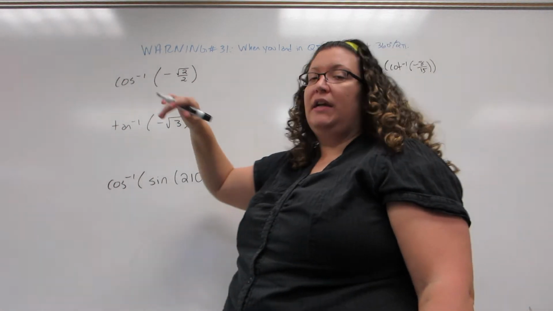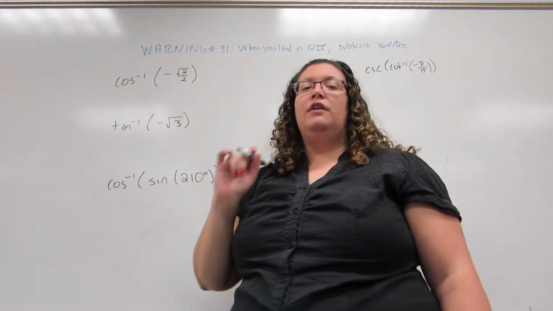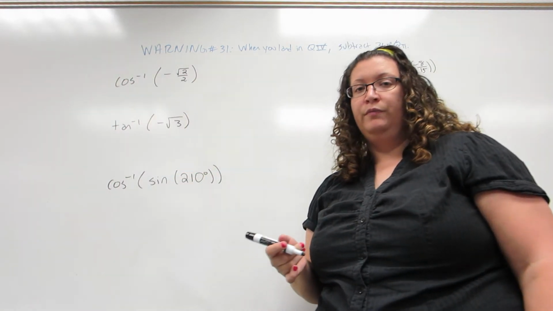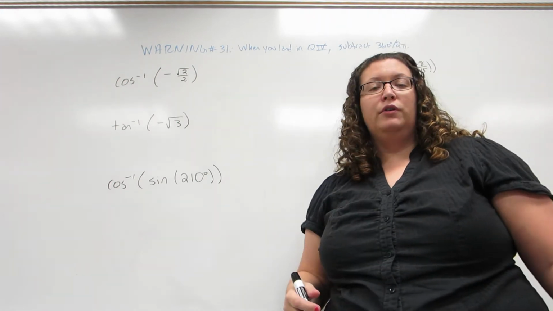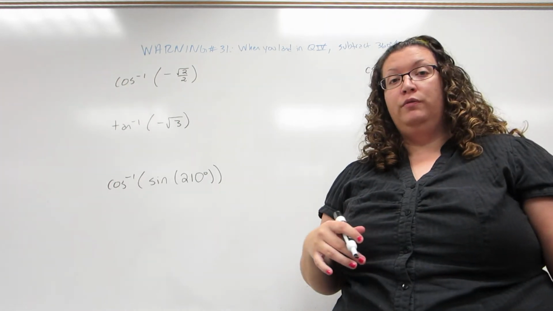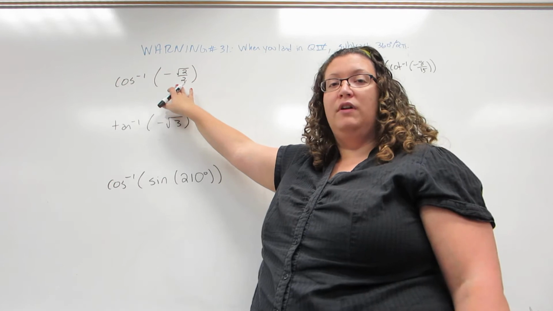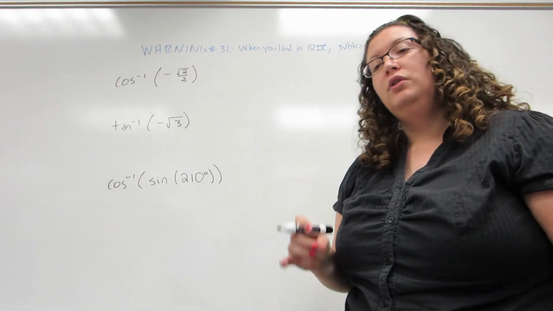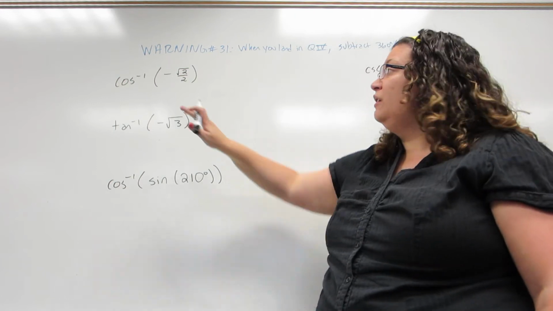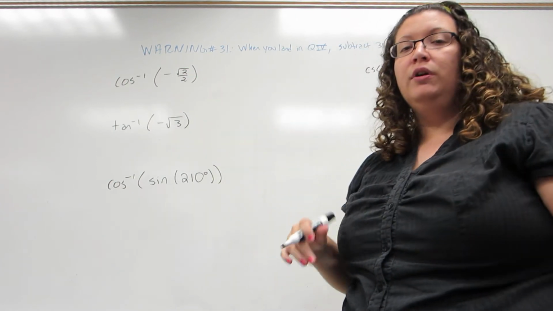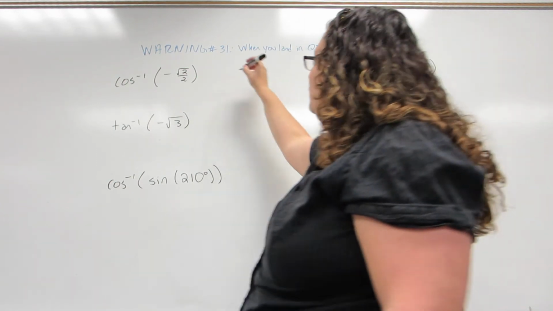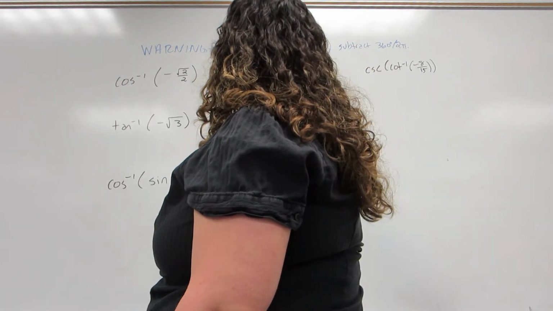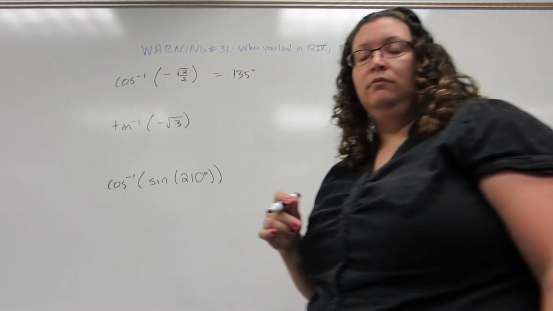So here's how I do it. Cosine inverse of negative square root of 2 over 2. First of all, cosine inverse lands in quadrants 1 and 2. Because this is a negative number, I'm looking for an answer in quadrant 2. So what unit circle angle has a cosine value of negative root 2 over 2 in the second quadrant? And the answer is 135 degrees.